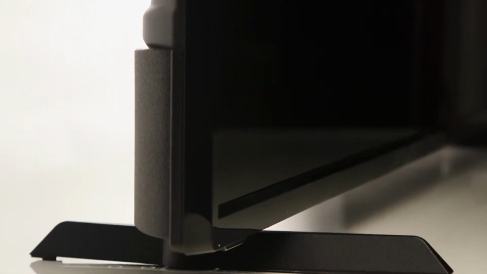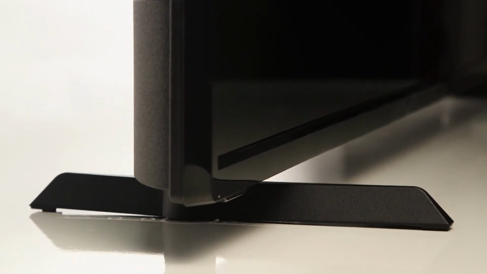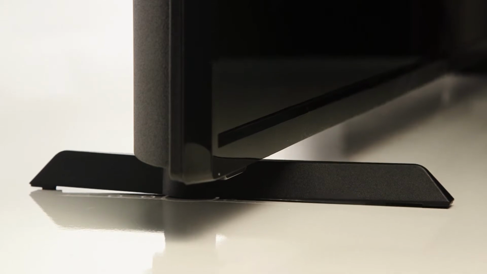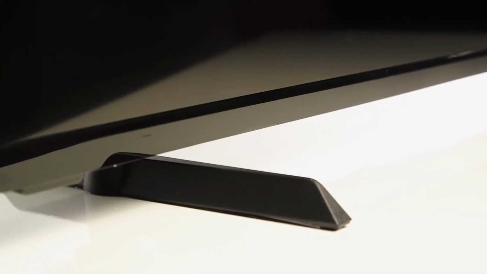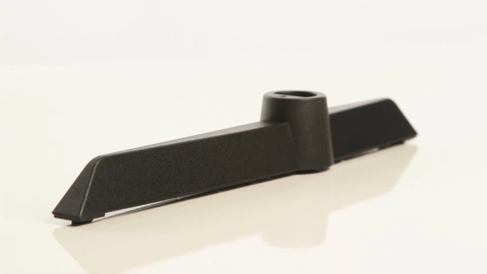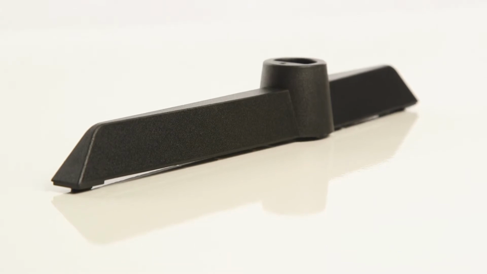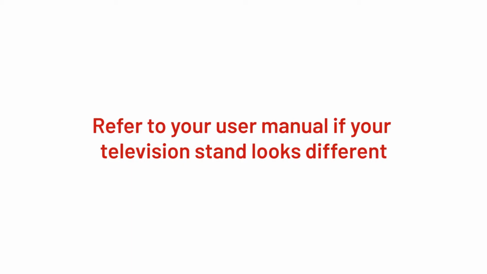In this Argos support video, we will show you how to assemble a television stand. On most televisions that Argos sell, the long foot faces forwards. It is important that your television stand is fitted correctly so that it is stable and does not fall over. Please refer to your user manual if your television stand looks different.